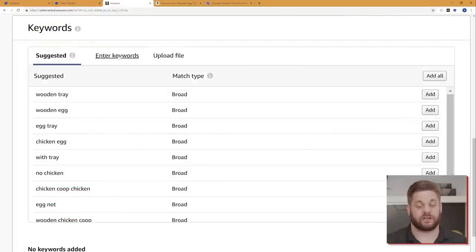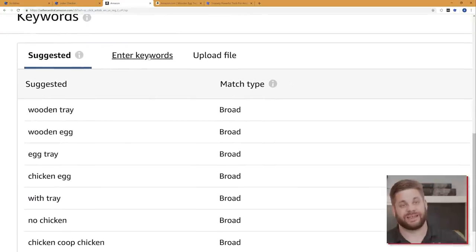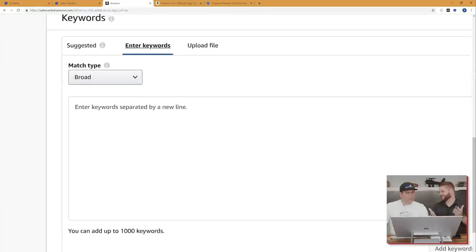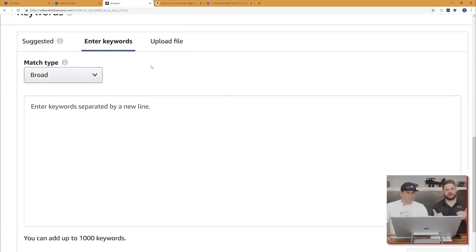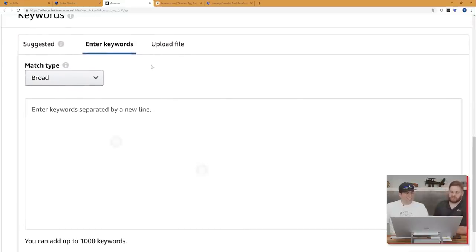So we're actually going to go to this other tab, which is enter keywords. And you guys guessed it, we're going to enter keywords. All right, so match type.